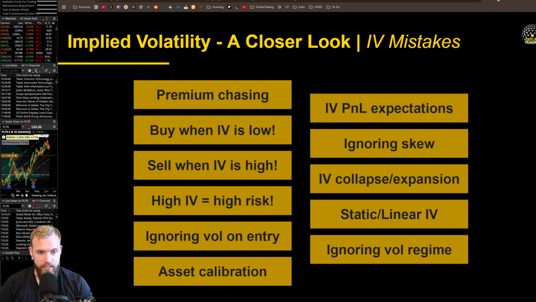So this is a pretty holistic overview of implied volatility in options trading. You now know, hopefully, a lot.